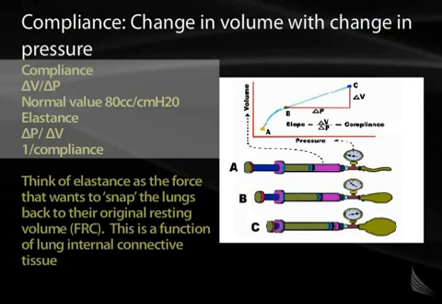But it's not really important to remember what the normal value is. It's more important to remember what we're talking about with compliance. The opposite of compliance is what's called elastance. This is just 1 over the compliance. So you can think about compliance as how easy the lungs are to blow up, and elastance is how much the lungs want to snap back. So for example, if something's got a very, very low compliance, it's very hard to blow up, we would expect that to have a very, very high elastance.